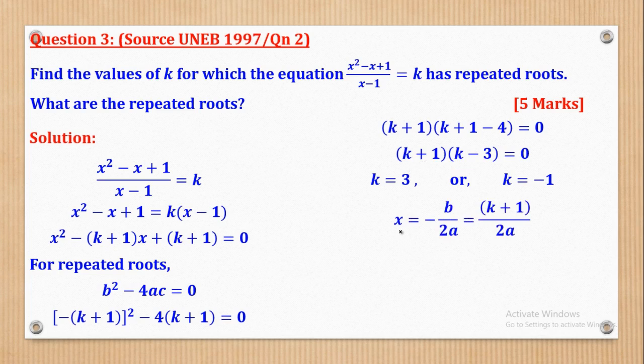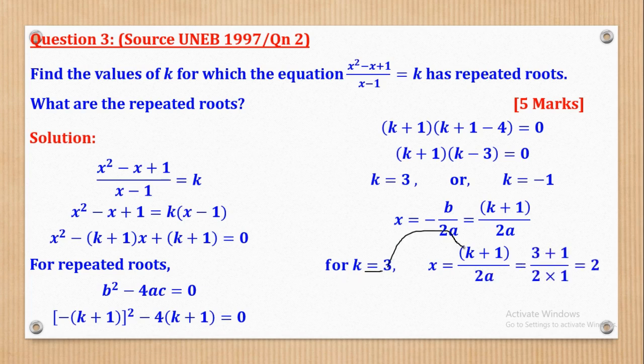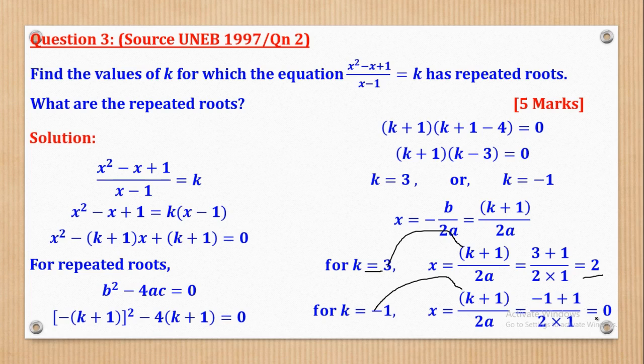So I think you remember that we said when they are repeated roots, x will be equal to negative b over 2a in the notes. So here we're going to substitute for b and for a. Now that we know b, when k is equal to 3, we substitute here for k to come up with x as 2. And when k is equal to negative 1, we substitute for k and b and get the value of x as 0. Therefore, the repeated roots will be 2 and 0.